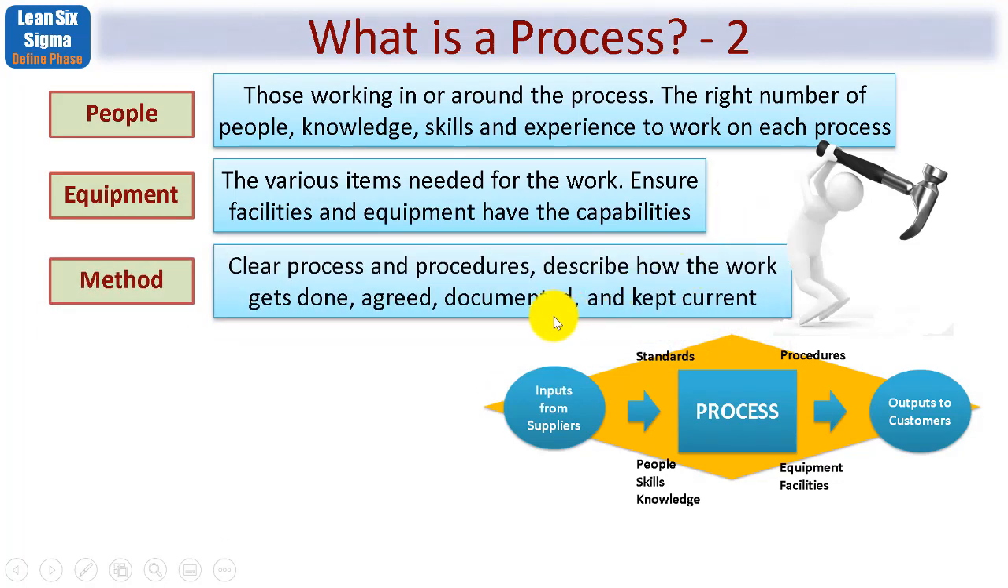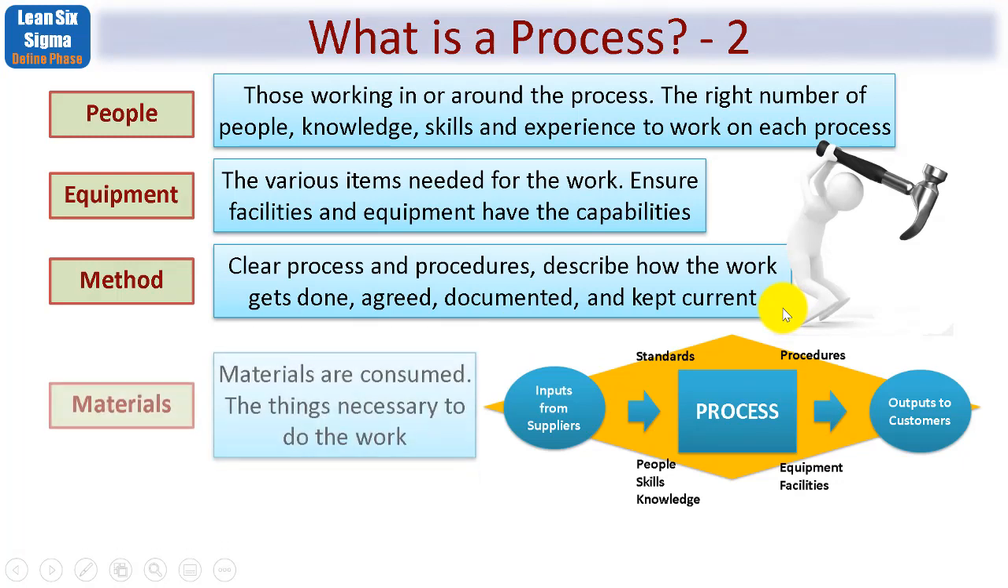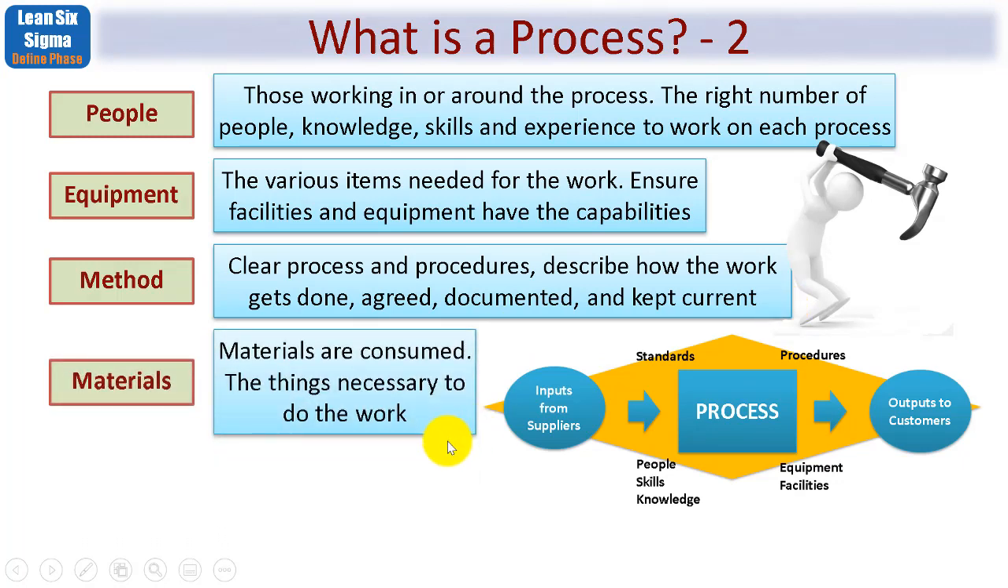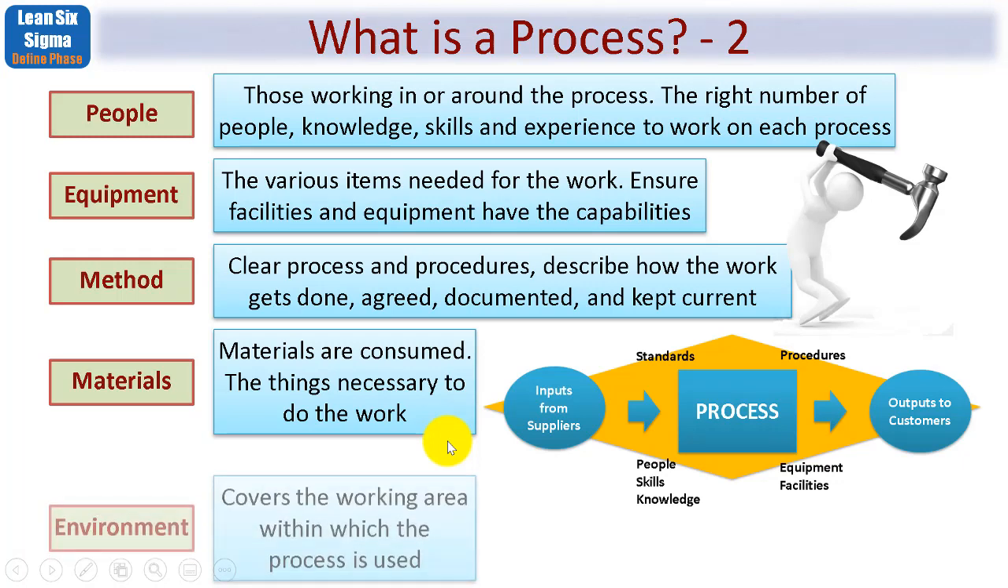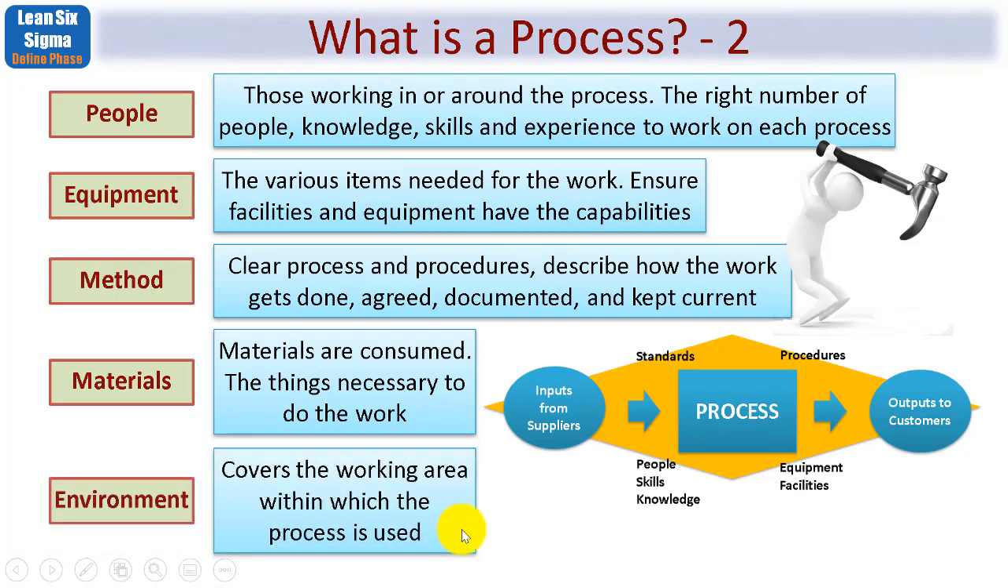Next up is the method. You obviously need clear process and procedures describing how the work gets done, how the work is agreed, how it's documented, and how all of those are kept current and up to date. Next up are materials. Now, generally we refer to materials being consumed or used in some way to create your products or services or in the carrying out of the process. So materials are all those things necessary to do the work. Then we have the environment, and this covers the working area within which the process is used. So we need to ensure that the environment is appropriate for the activity. An example here would be that the process has the right workspace to carry out the process.